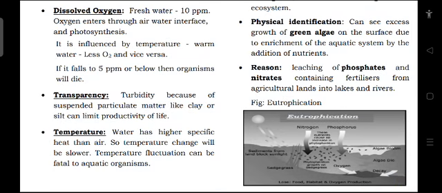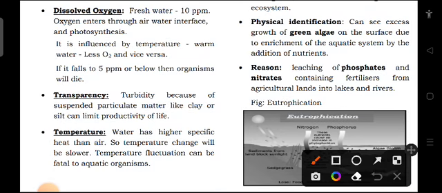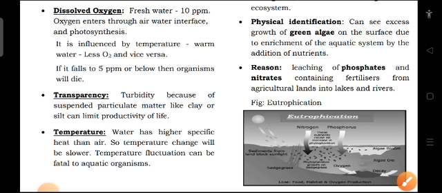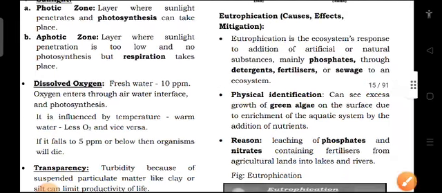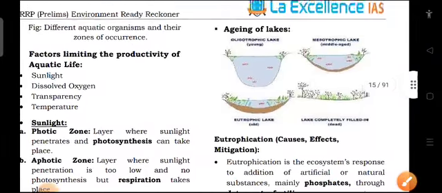Then the next factor is temperature. Water has higher specific heat than air. So the specific heat capacity of water is higher, so temperature change will be slower. Temperature fluctuation can be fatal to aquatic organisms because it may become difficult for them to adapt, right? So these are some of the factors.